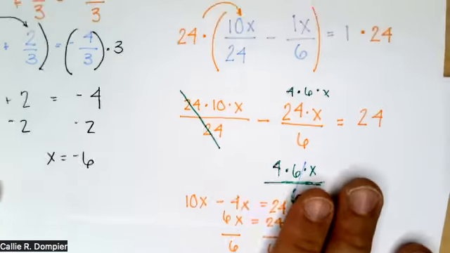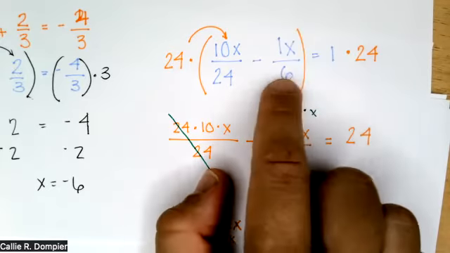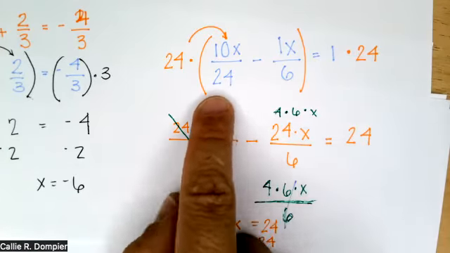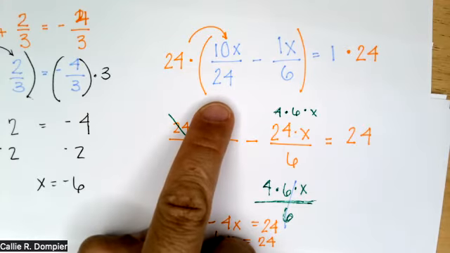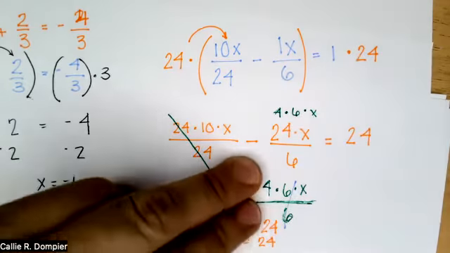Find a common denominator, so something that you can divide by 6 and divide by 24 and try to find the smallest number you can divide by both 24 and 6 and multiply everything by that. Good? All right.